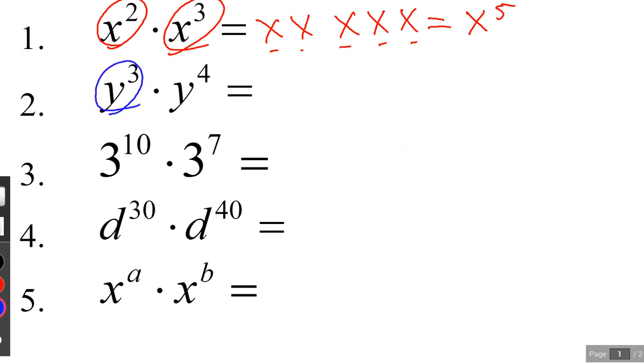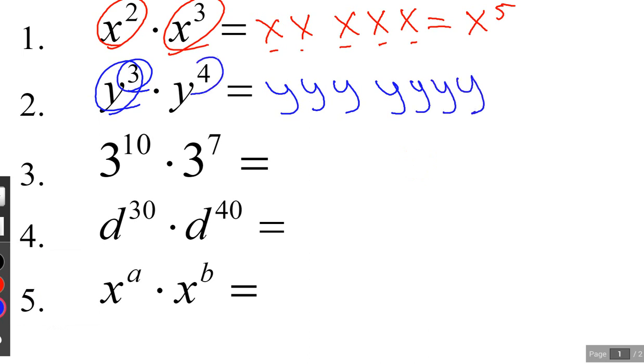Y to the third is y times y times y, 3 times. Y to the fourth is y times y times y times y. So there's my y to the fourth, and I have a grand total of 1, 2, 3, 4, 5, 6, 7. Y to the seventh. That means I'm taking y and multiplying it 7 times. Well, there's got to be a faster way. There's a pattern to do this quicker.